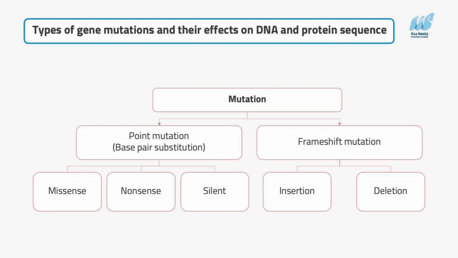So, what are the types of gene mutation and their effect on DNA and protein sequence? Point mutation or base pair substitution means a change in a single DNA base. It consists of missense, nonsense, or silent mutation. The second type is the frameshift, which is the result of insertion or deletion of one or more base pairs. These mutations, which can result in extra or missing amino acids in a protein, are often detrimental. We will talk about it in more detail in the next few slides.